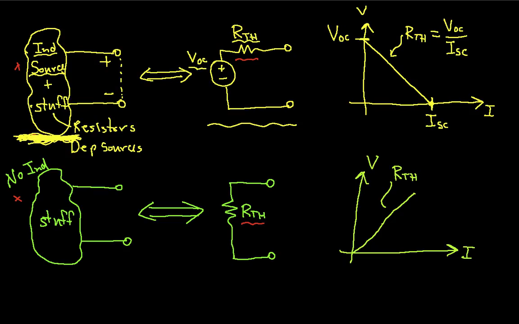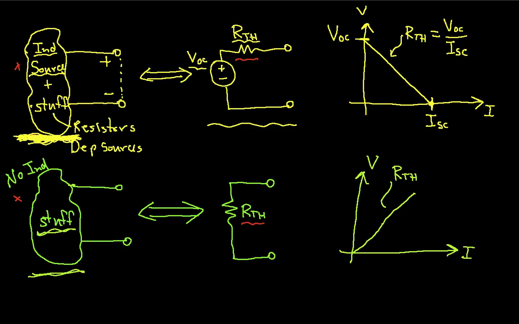So in this case, we can find RTH in two ways. If I have no dependent sources in this circuit, then RTH is just the equivalent resistance of all of this stuff, which in this case would just be resistors.